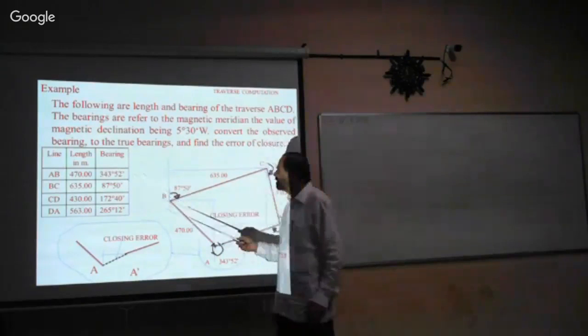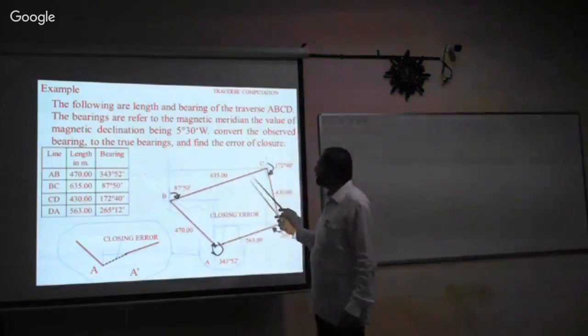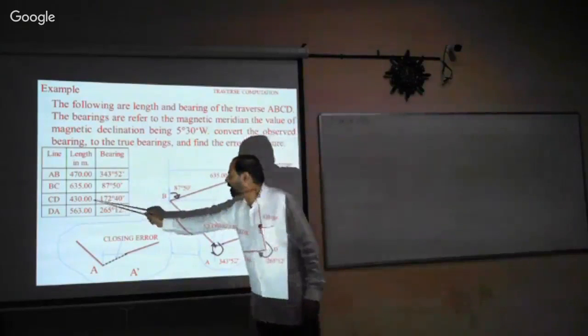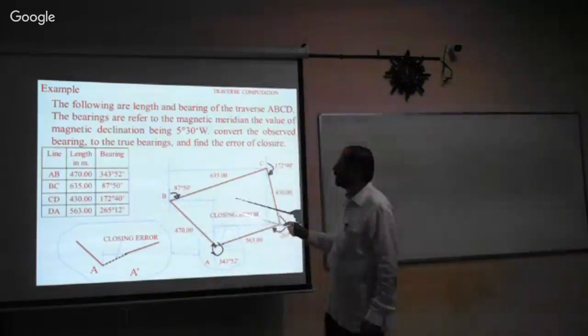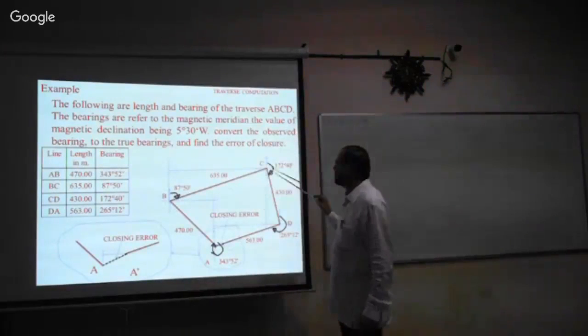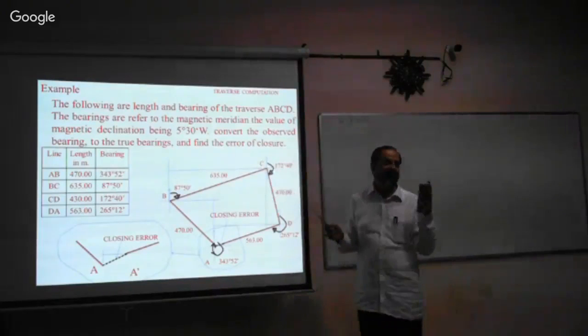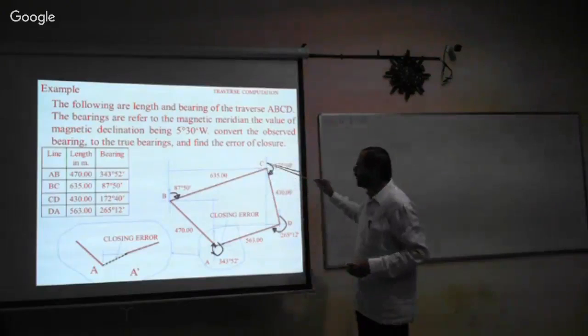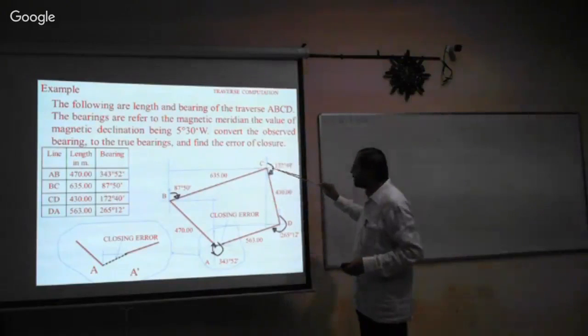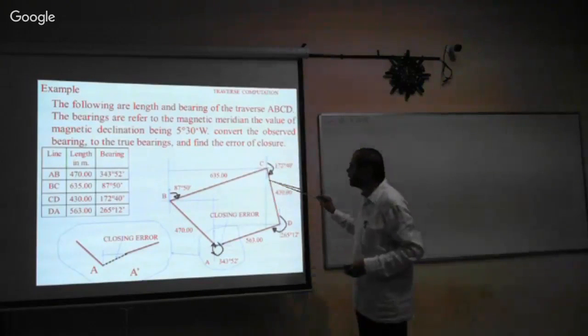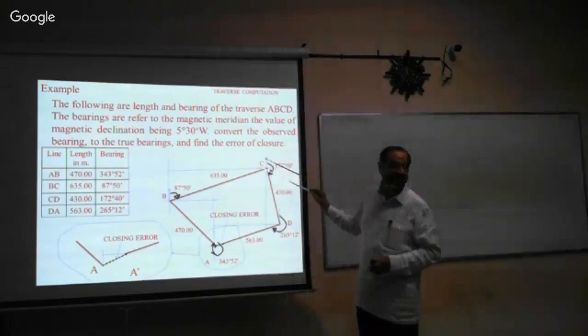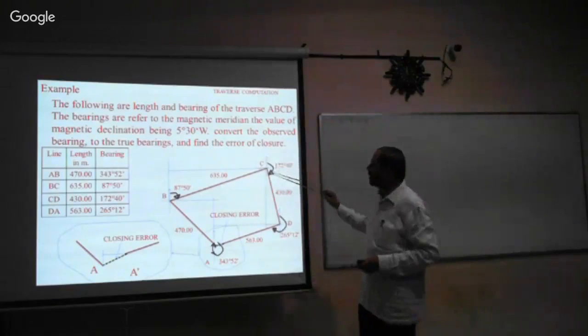Similarly, the third line is 430 meters long with a bearing of 172 degrees 40 minutes. It is a very simple analysis and common sense. Please note, when you are plotting this, 172 degrees is a little less than 180, therefore it is near the north-south line. Be careful about this.